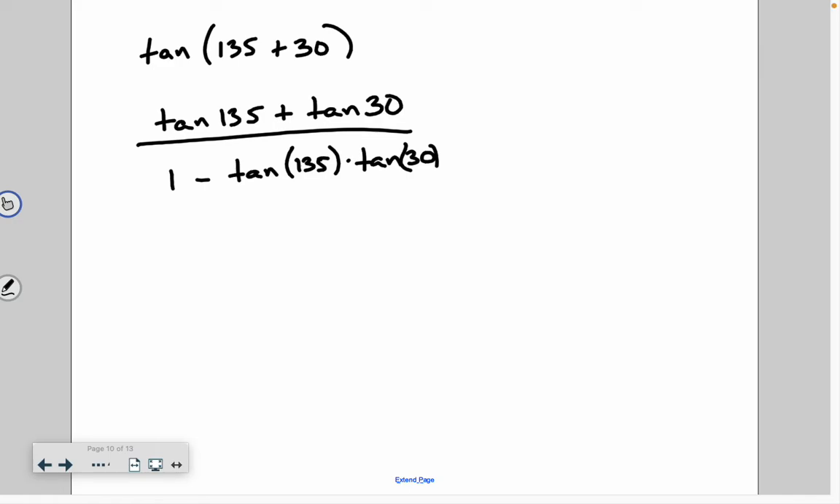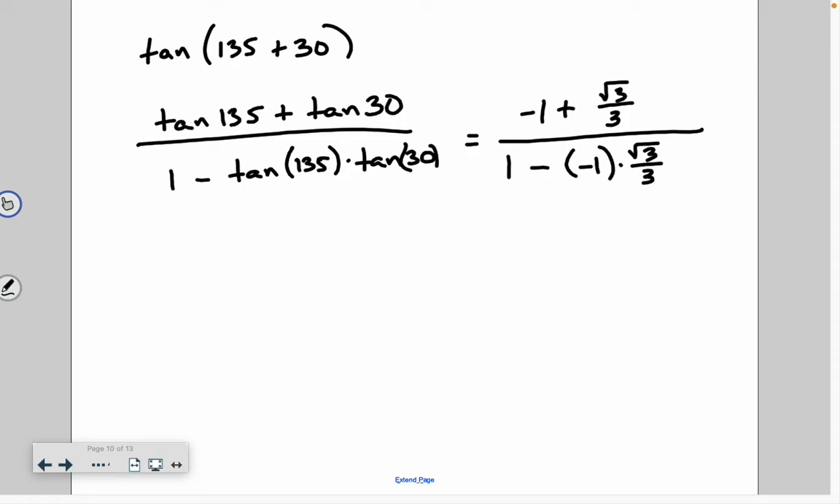Now we evaluate, just like we were doing before. You actually get answers for all those different tangent values. So tangent of 135, in this case, we have as negative 1. Plus the tangent of 30, we end up with 1 over the square root of 3. I'm going to rationalize the denominator right away. So I'm going to write that as the square root of 3 over 3. Okay. Over, we have 1 minus tangent of 135, we just said was negative 1. And tangent of 30, we said was square root of 3 over 3 when we rationalize that denominator.